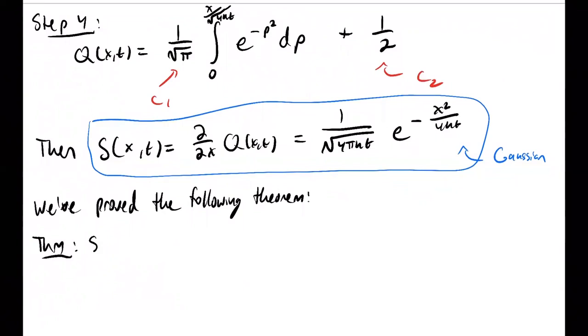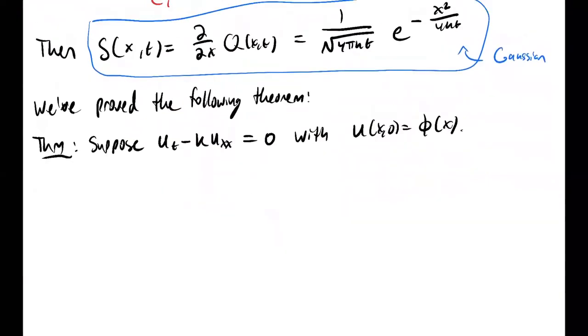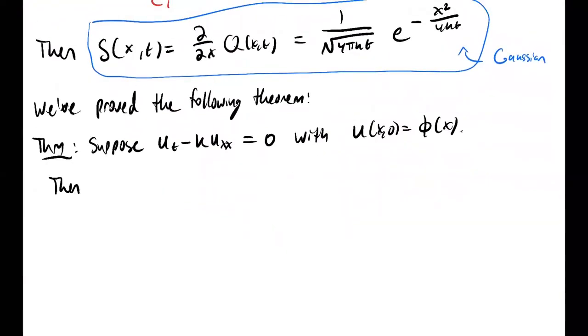Right, so suppose U is a solution to the diffusion equation. And suppose that when t is equal to 0, U is equal to this boundary function phi, meaning phi of x describes the initial state of your diffusion process. Well, then U of x,t is given as the integral from minus infinity.